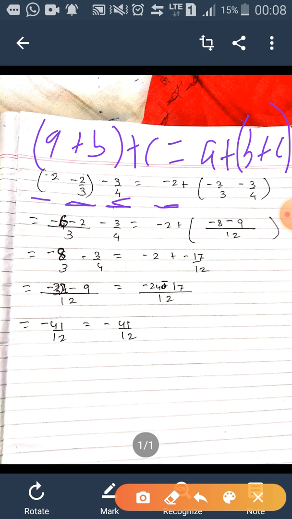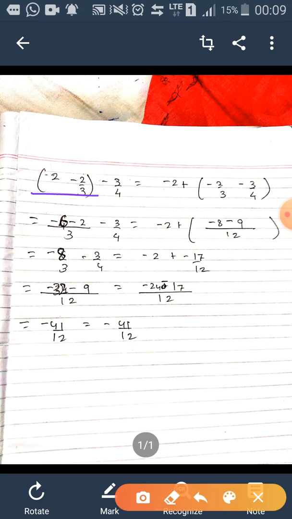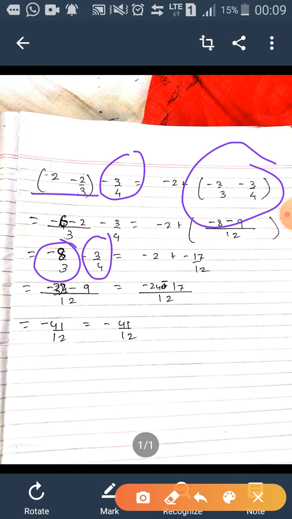Okay, so minus 2 by 3 will be inside, and then plus c, which is minus 3 by 4, so again I wrote minus 3 by 4. Now after solving this minus 2 by 3, I got minus 8 by 3. Yes, and then minus 3 by 4 was already there, which got carried forward over here. After solving minus 2 by 3 minus 3 by 4, I got minus 17 by 12, and this minus 2 was there from before only.